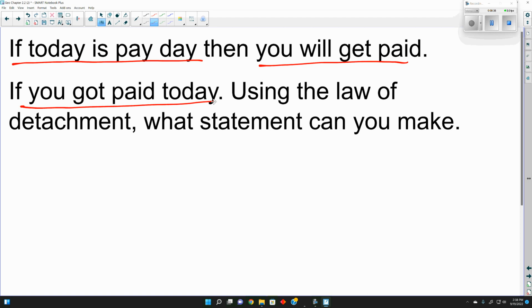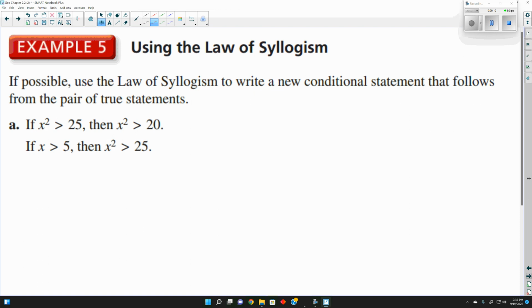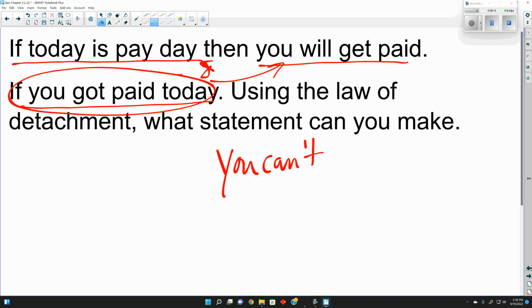No. We can't use the law of detachment for this here because, again, the law of detachment states if the hypothesis is true, then the conclusion must also be true. You getting paid today isn't connected to the hypothesis. It's connected to the conclusion. So what statements can you make? You can't. There is no statement. Because, again, for us to use the law of detachment, the hypothesis must be true. Any questions on these here with law of detachment?